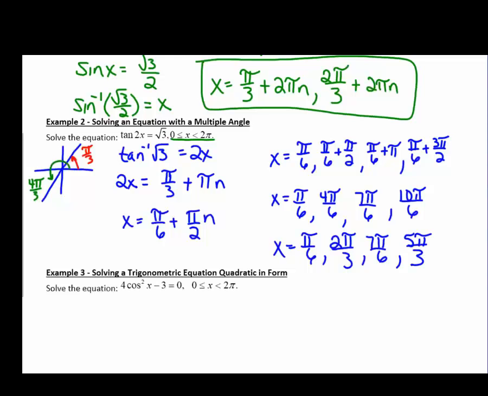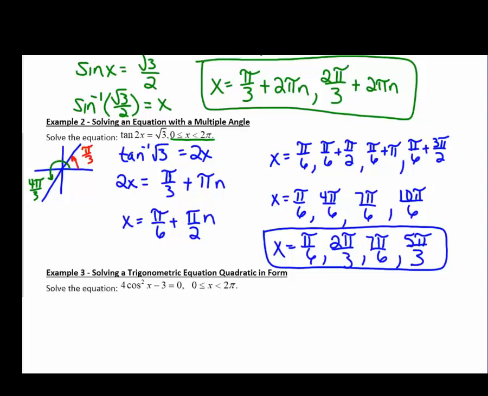So you'll notice you've got one in the first quadrant, one in the second quadrant, one in the third quadrant, and one in the fourth quadrant. Now that is because it was a multiple angle. It was 2x, not just x. So whenever you have an integer being multiplied by the x, you're going to have more answers.